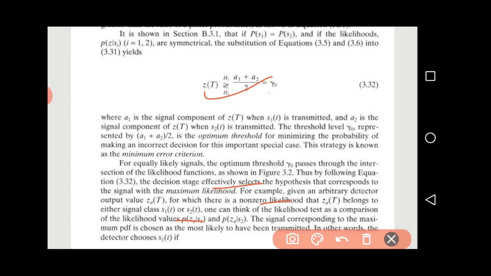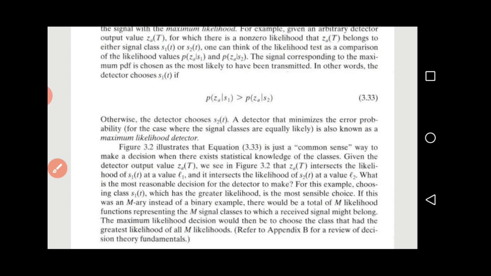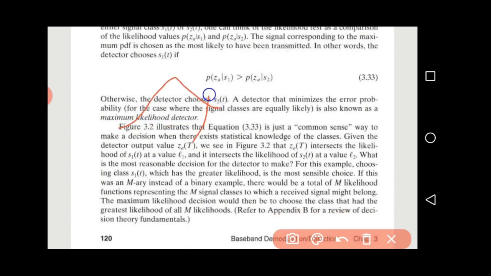In other words, the detector chooses s1(t) if p(za|s1) is greater than p(za|s2). Otherwise, the detector chooses s2(t). A detector that minimizes the error probability is known as the maximum likelihood detector. The figure of PDF that we have already seen illustrates this.